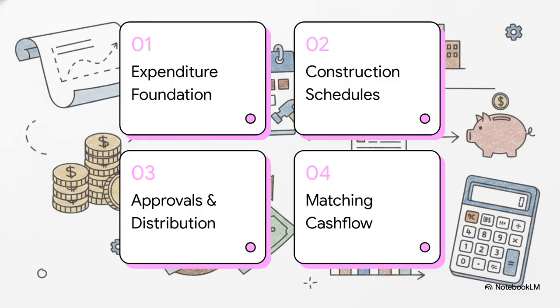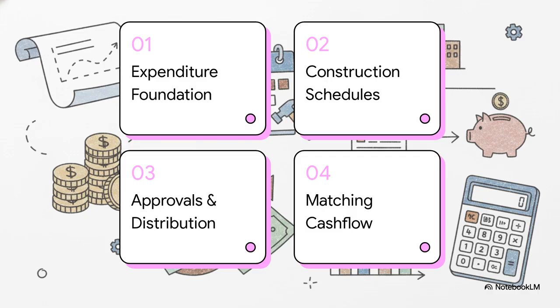So, here is our roadmap for the study guide today. We'll be looking at 1. The Project Expenditure Foundation, 2. Preparing construction schedules, 3. Securing approvals and distribution, and finally, 4. Matching cash flow to expenditure.